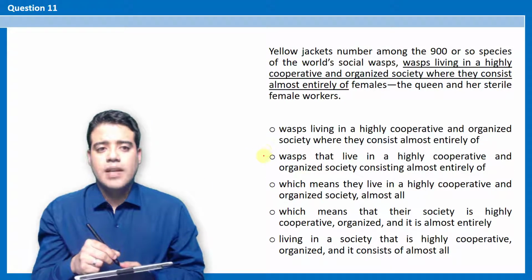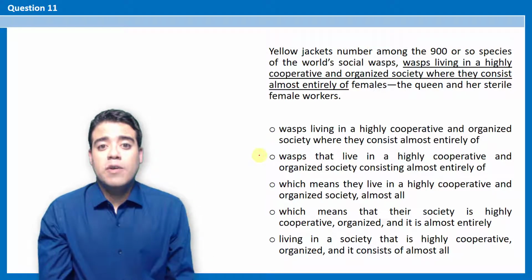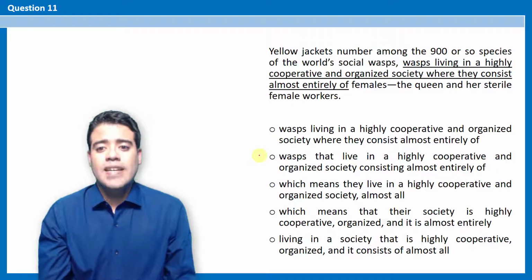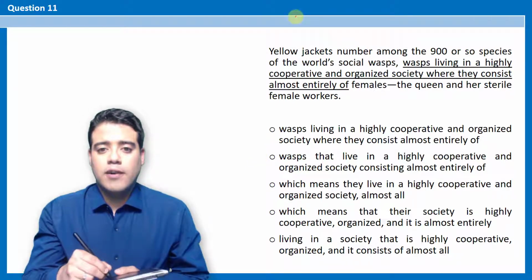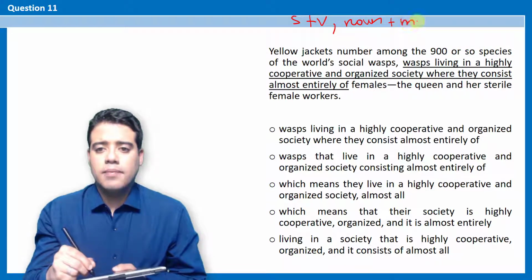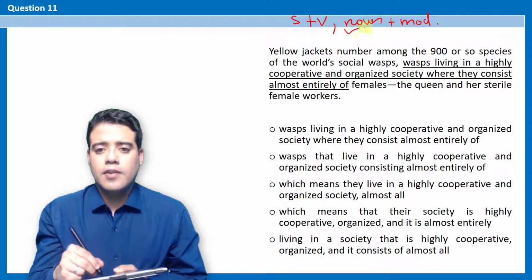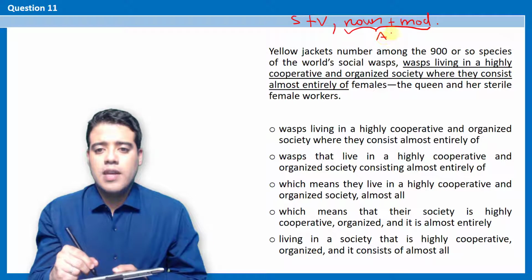Number 11. Okay, this is, I think, one of the most difficult concepts in modifiers. It is a special type of noun phrase that we call an absolute phrase. And an absolute phrase is the following. You have a subject plus a verb, that's your main clause, and after the comma, you can have a noun plus a modifier. That noun plus modifier, this whole thing, is called an absolute phrase. Okay? AP, absolute phrase.